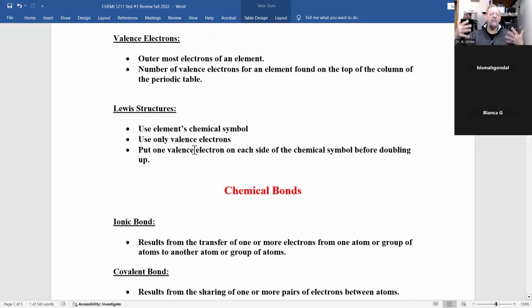Now, we show the valence electrons of an element, and I'm only talking now of an element, by using Lewis structures, otherwise known as valence electron dot structures. You first show the chemical symbol, and then you're only talking about valence electrons, and you put 1 on each side before you double up. So let's try one.